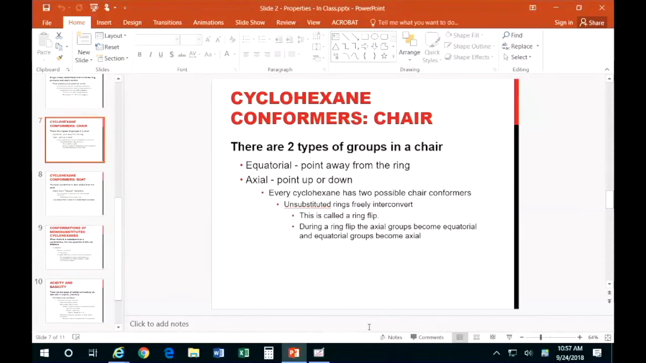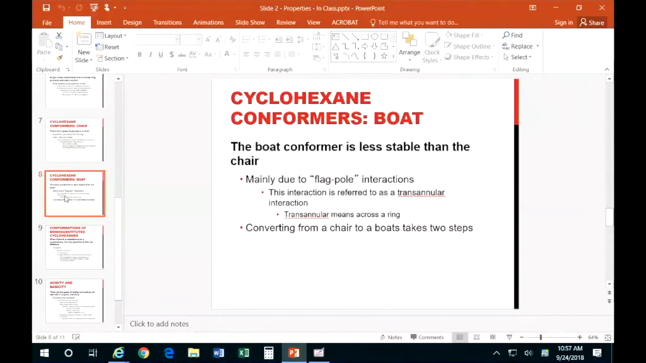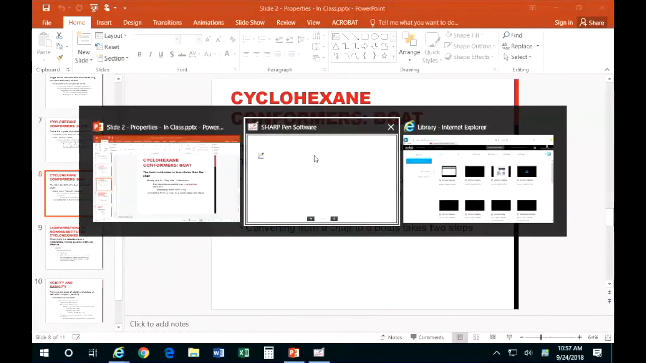The other conformation we need to talk about is the boat conformation. So there are two main conformations you need to know for cyclohexanes. There's the chair and there's the boat. So this is the chair conformation.